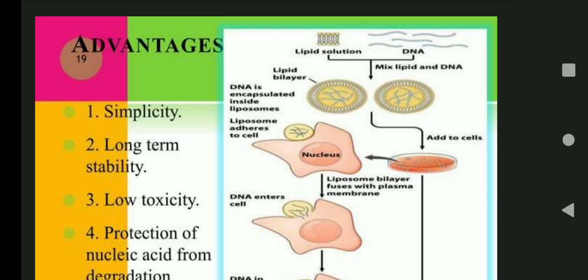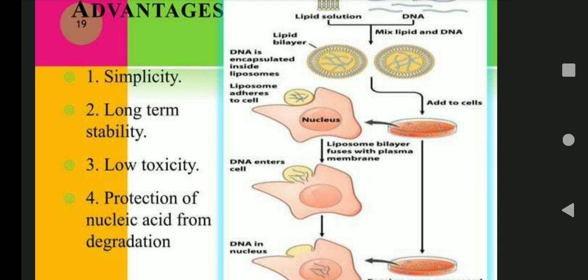Here we can see from the diagram the lipid solution and the DNA, and when they are mixed together it forms a lipid bilayer. Within the bilayer we can see the DNA is wrapped. When the DNA is encapsulated inside the liposome, it is easy to adhere to the cell membrane, and the bilayer will attach to the membrane and fuse, and the wrapped DNA is then easily delivered into the target cell.